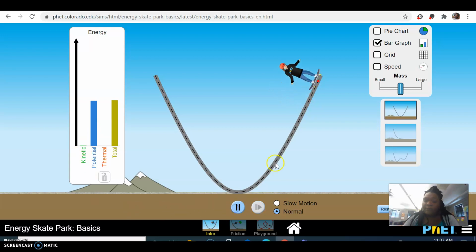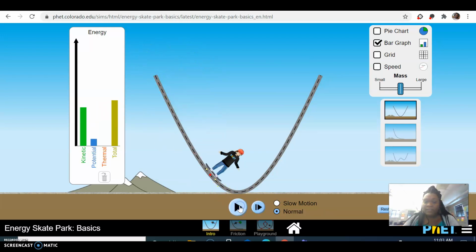We want to remember that potential energy is stored energy and kinetic energy is energy in motion. So at the top of that hill, she has the most potential energy. And at the bottom of that hill, she's going to have the most kinetic energy.